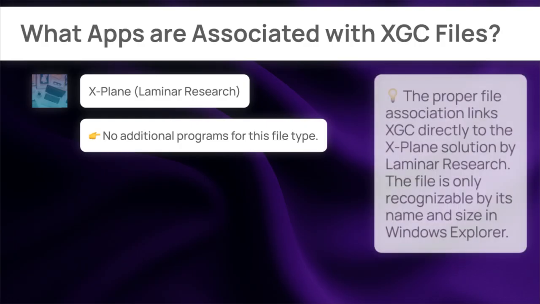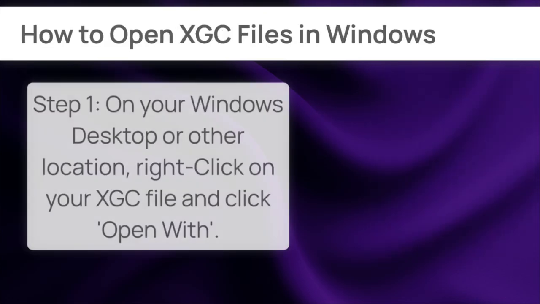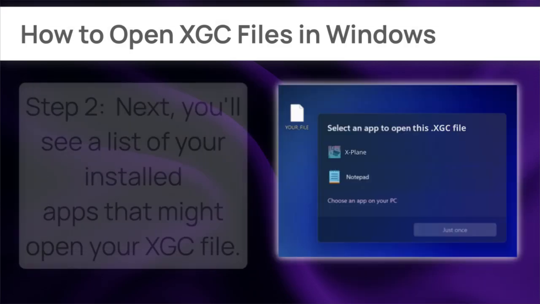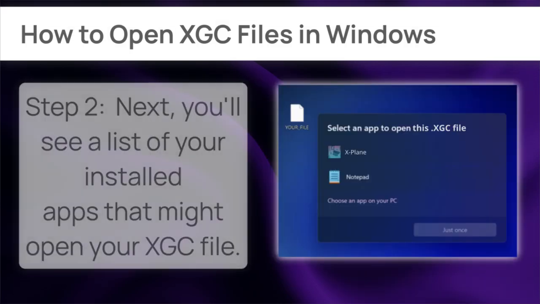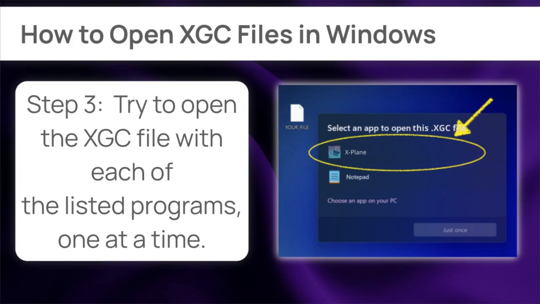The file is only recognizable by its name and size in Windows Explorer. Windows cannot validate their meaning, so incorrect edits can cause issues. Your first step towards full access, right-click the XGC file and select Open With. If X-Plane is on your system, try that first. If not, try another option immediately.